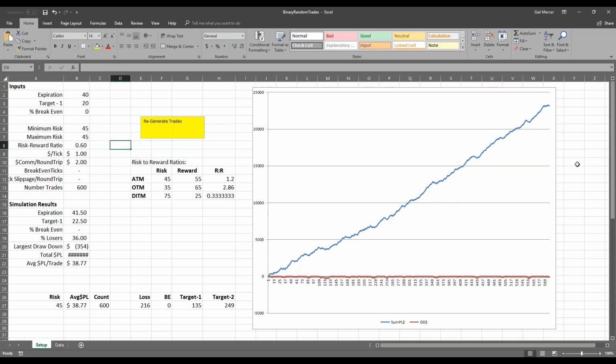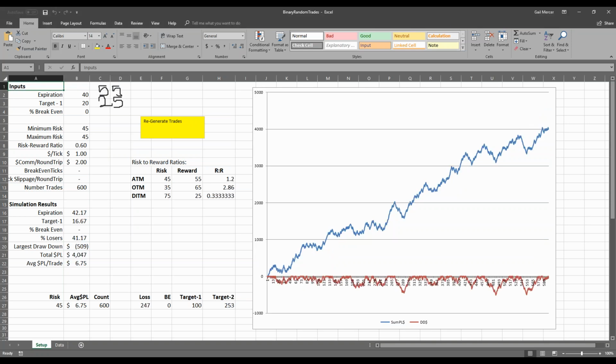Okay, what does that mean? That means that this one at target 1 is only going to make about $25, but the ones at expiration are going to make 55. Okay, so let's regenerate again and see what it will do.